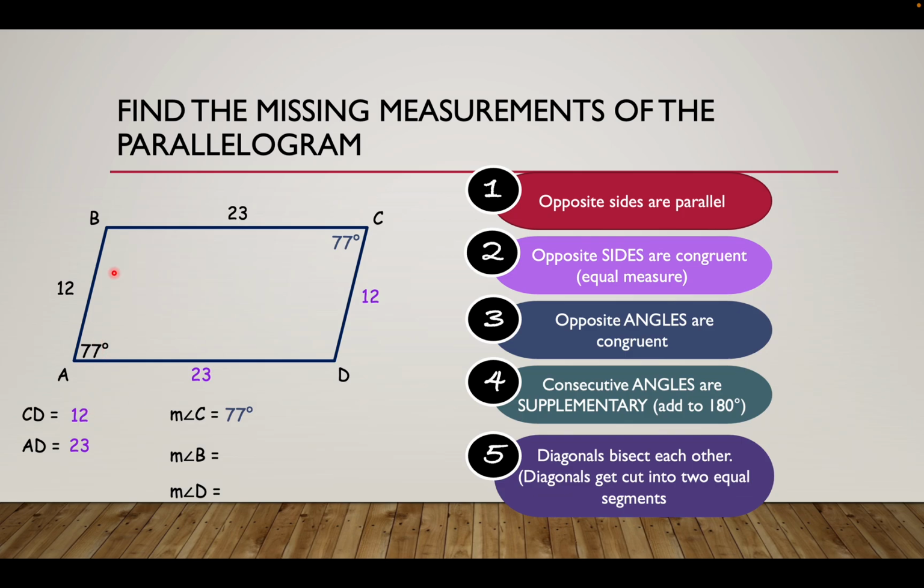Now angle B is an angle that's right next to angle A, therefore it's supplementary. So 77 plus angle B would equal 180. To figure out that missing measurement, we can just do 180 minus 77, which would tell us that angle B is 103. Now the angle opposite angle B is angle D. Therefore, angle D would equal 103 degrees.